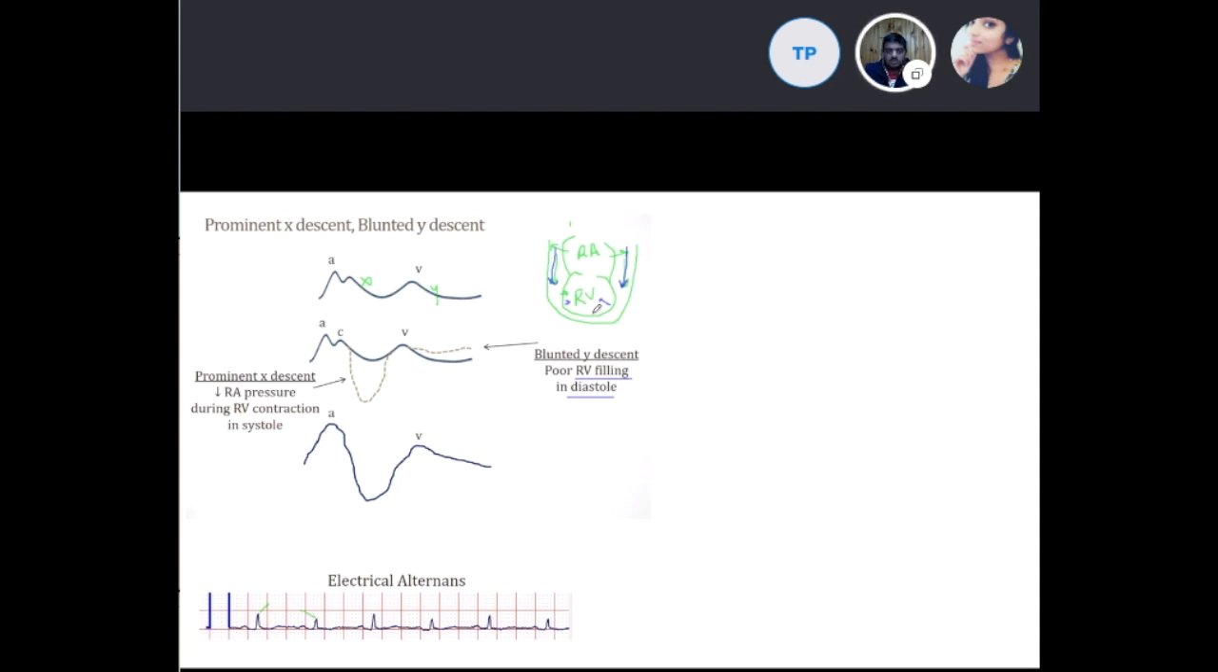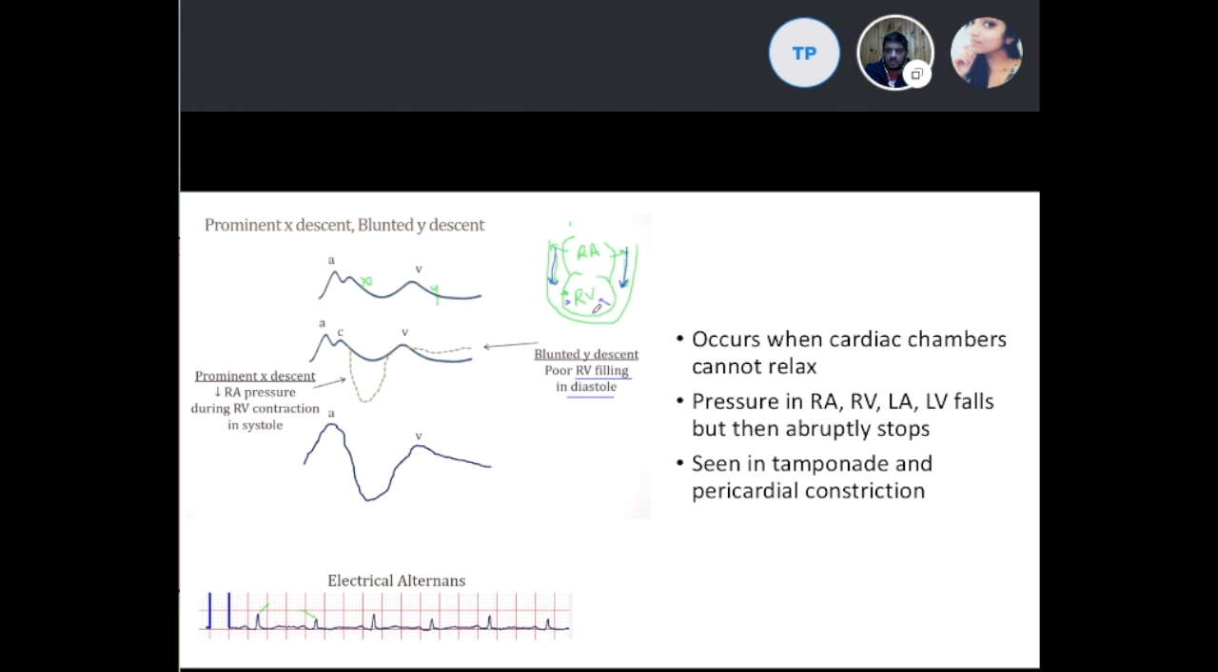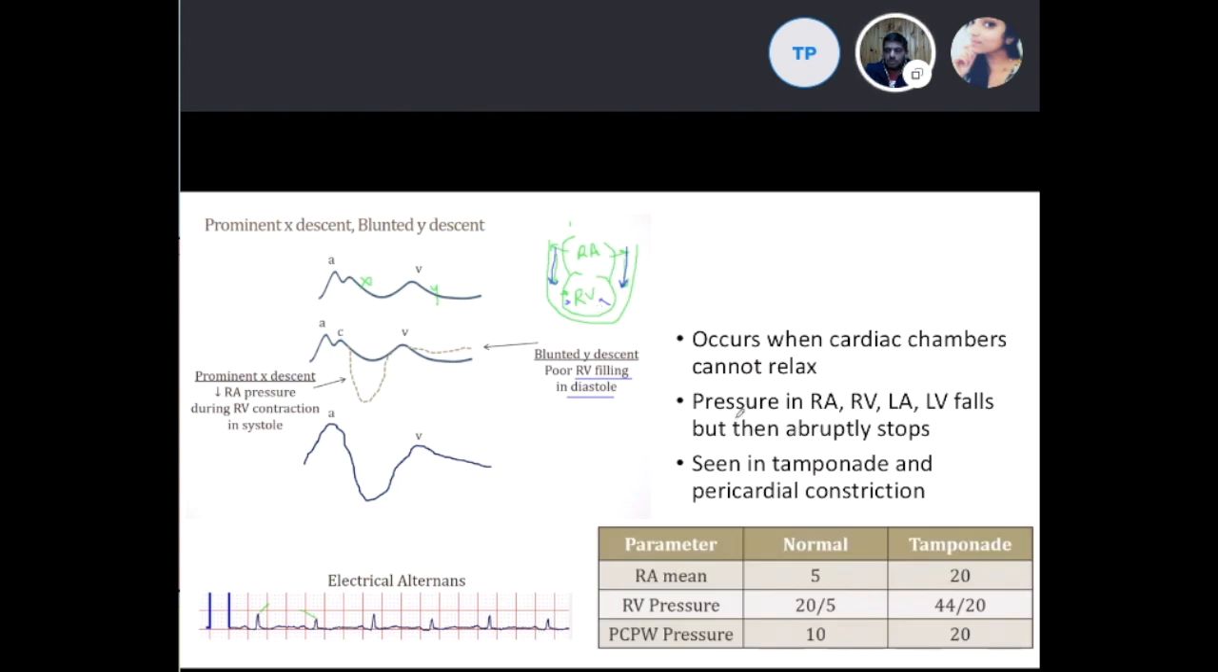So does that make sense? All right. And one last thing, this is basically an equalization in pressure. So here, I wanted to talk about the pressure in the right. All the pressures will kind of hit this max here, 20, 20, 20. So your pulmonary capillary wedge pressure is basically looking at your left atrial pressure. So that's also going to be about the same.